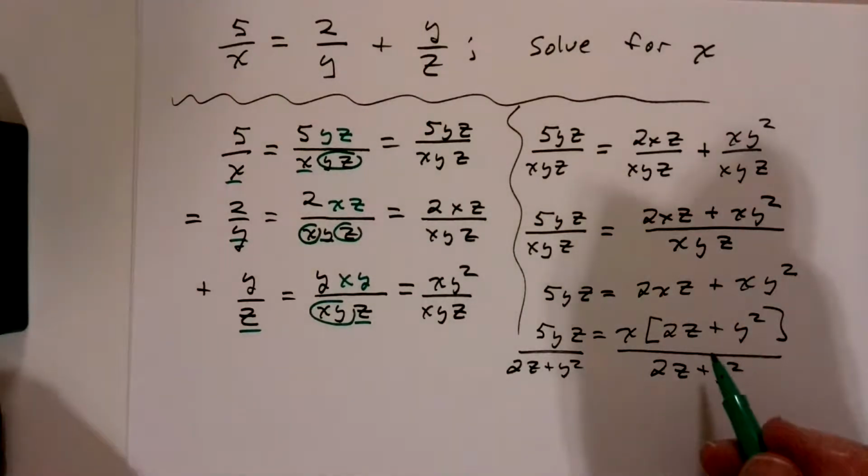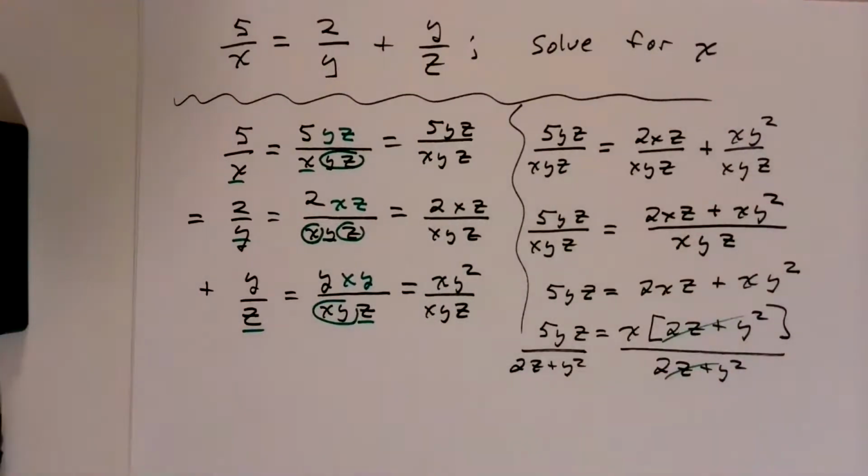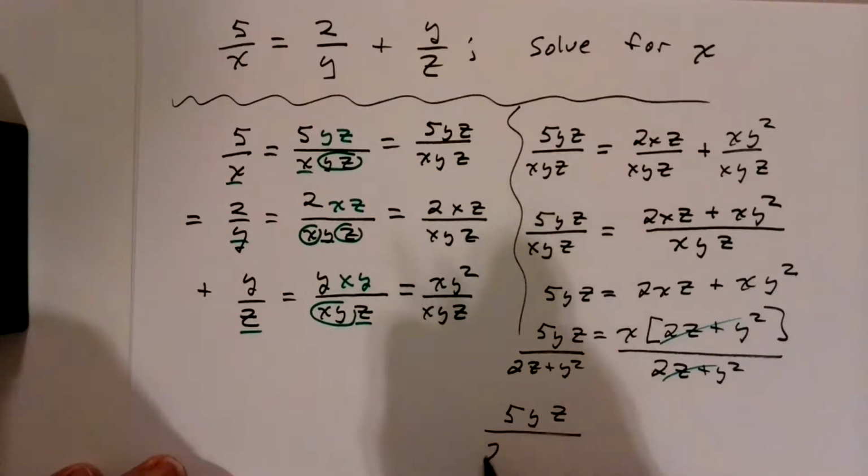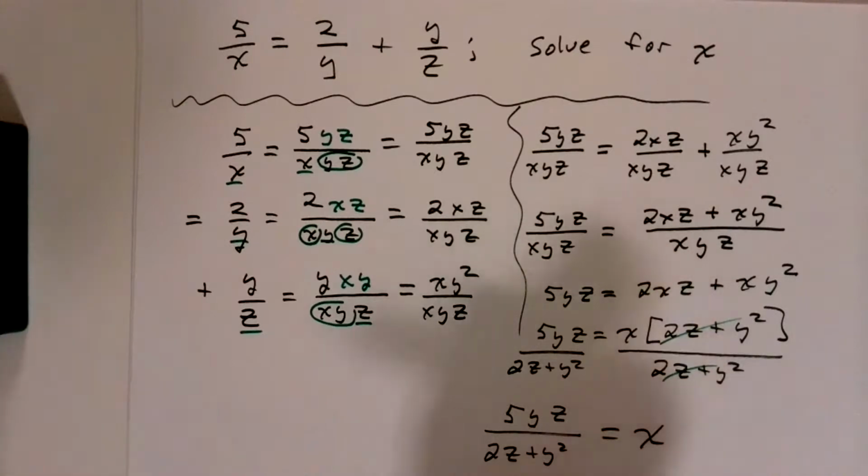So on the right side, those divide out. On the left-hand side, I am left with 5yz over 2z plus y squared equals x. And that will conclude this mini video.